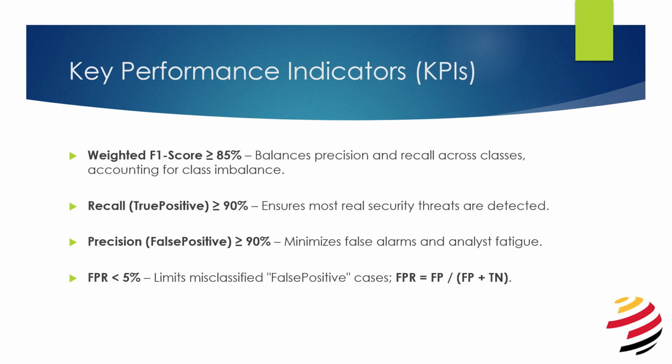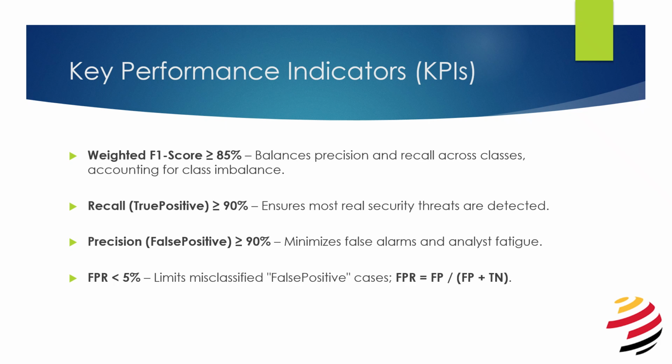First, the weighted F1 score threshold was set at 85%. This metric balances precision and recall across all classes, weighted by their support. It's especially valuable in unbalanced datasets like this one, where relying on accuracy alone would be misleading.